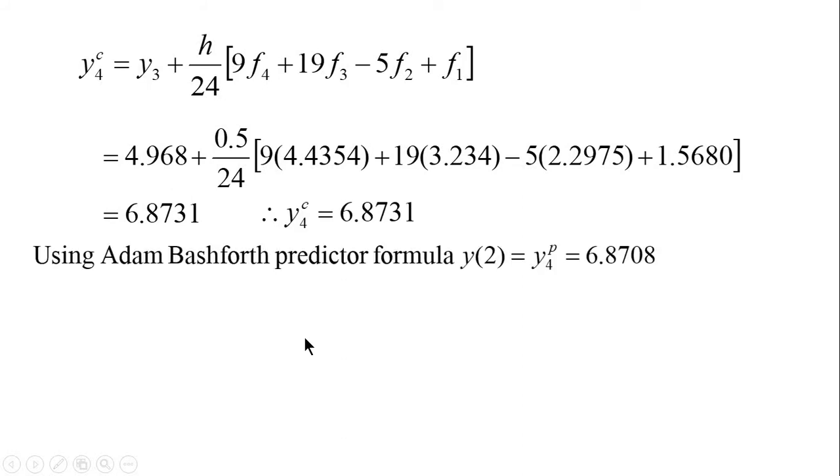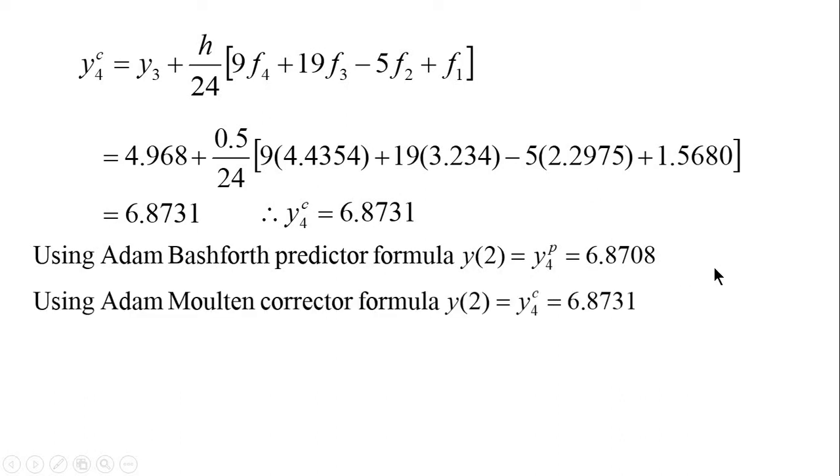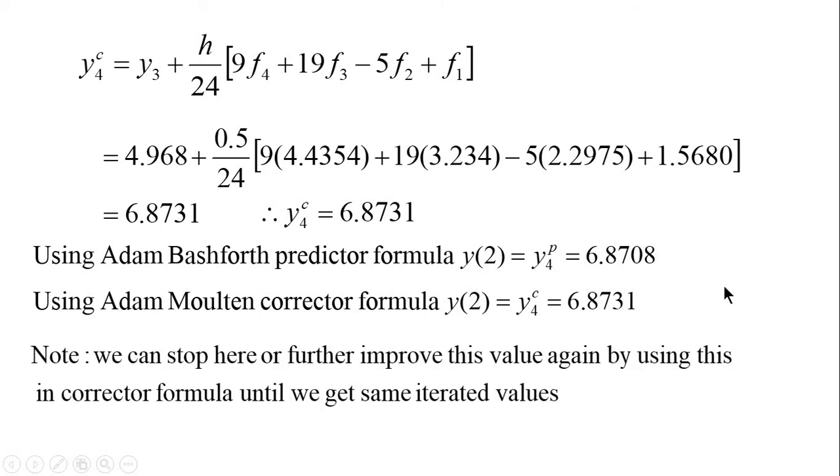So using the predictor formula we got 6.8708. Using the corrector formula we got 6.8731. And this corrected value is error free as compared to the predicted value. You can see these two values are one and the same up to 2 decimal digits. We can stop here or we can further improve this value by using the corrector formula again until we get the same iterated value. I am going to do the same for you.